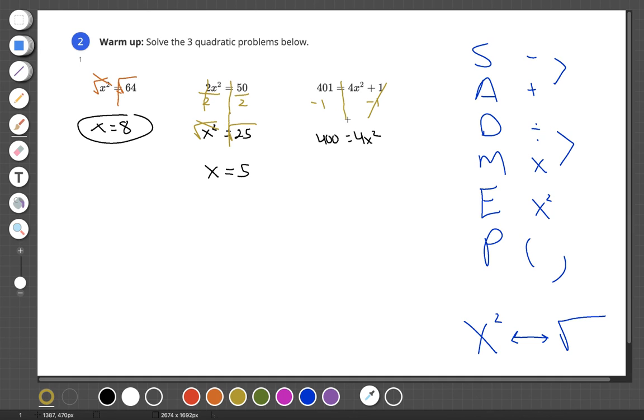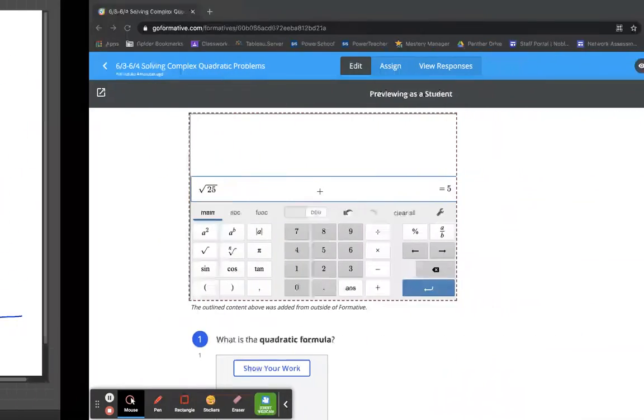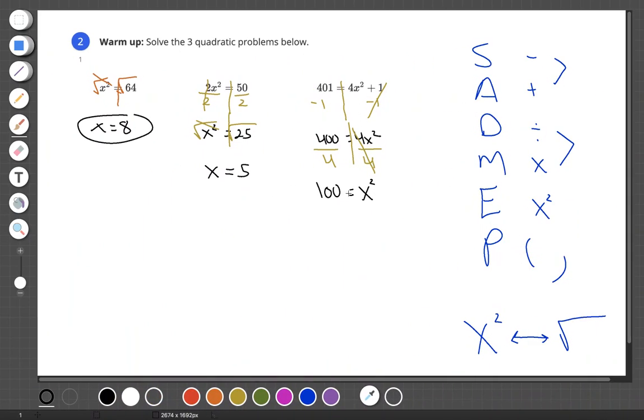Okay, now do I have division or multiplication? Yeah, I have times 4, right? 4x squared means 4 times x squared. So I'm multiplying the 4 here. I need to get rid of that. So I'm going to divide both sides by 4. Those cancel out because they equal 1. We have x squared equals 400 divided by 4 is 100. Again, use your calculator if you didn't know.